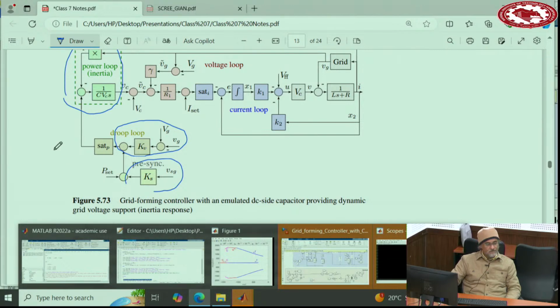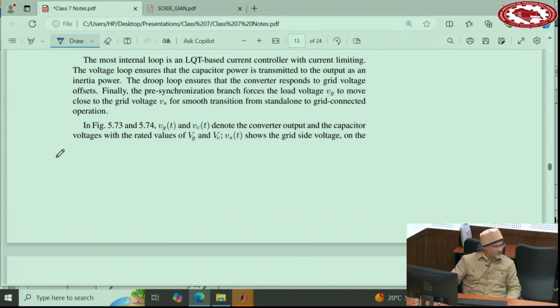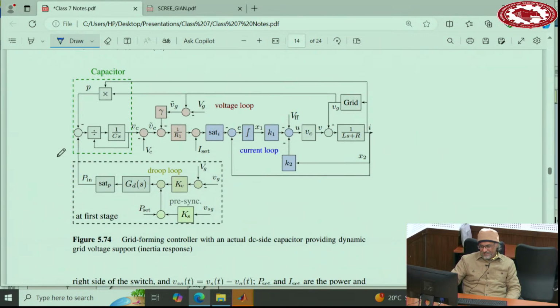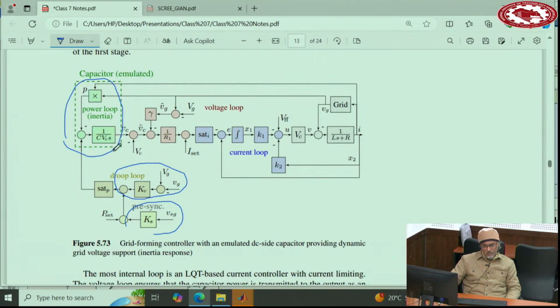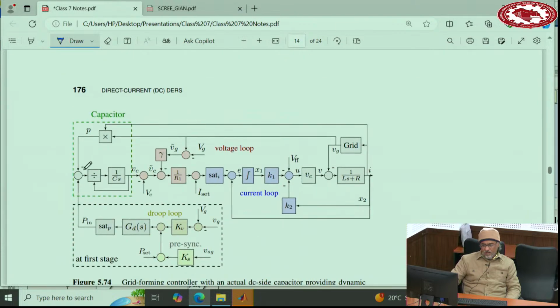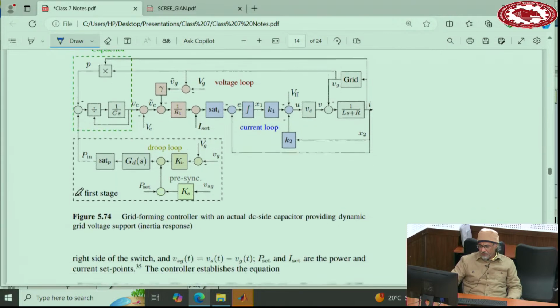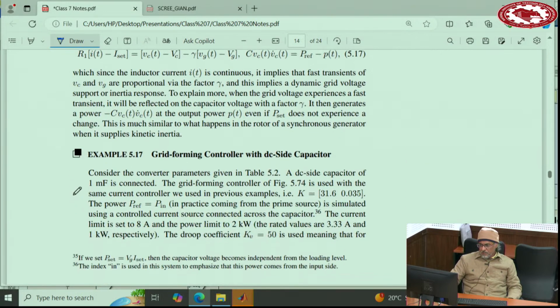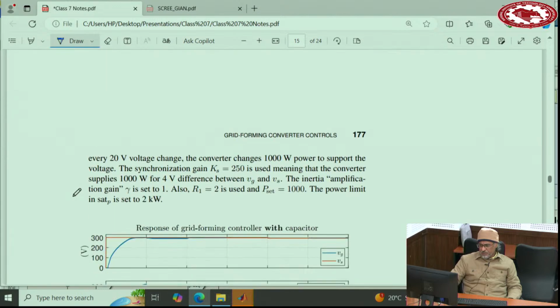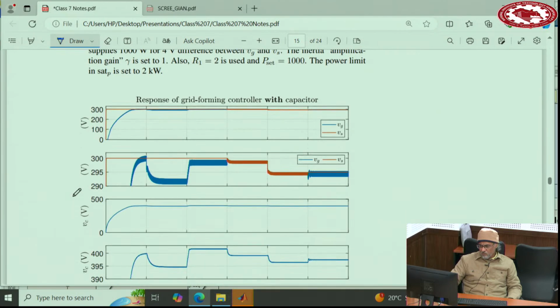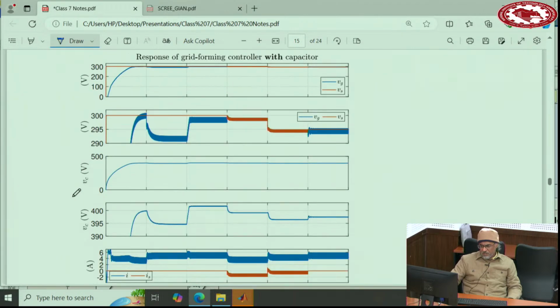This one opened, okay. Good news. The other file opened. So, like I said, the capacitor could be emulated. This is an emulated capacitor. Or if you have an actual capacitor, no problem. You can get inertia from an actual capacitor if it's a two-stage converter. Okay, and examples and designs are done here. Pretty much the same responses, though they tend to be smoother than the other one.